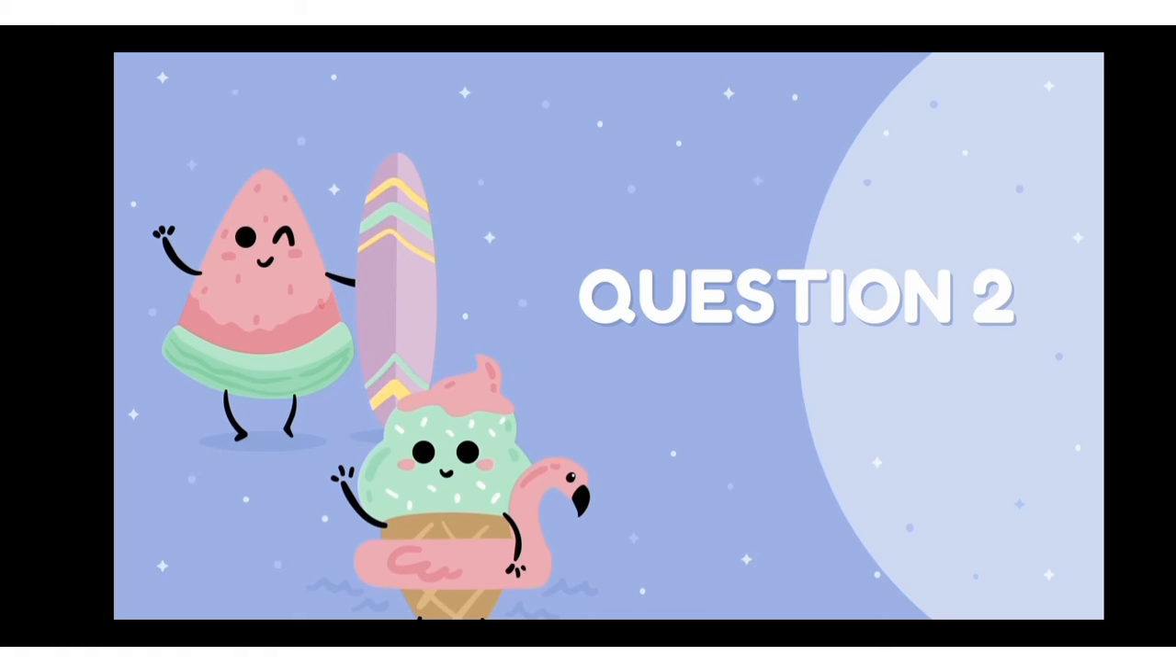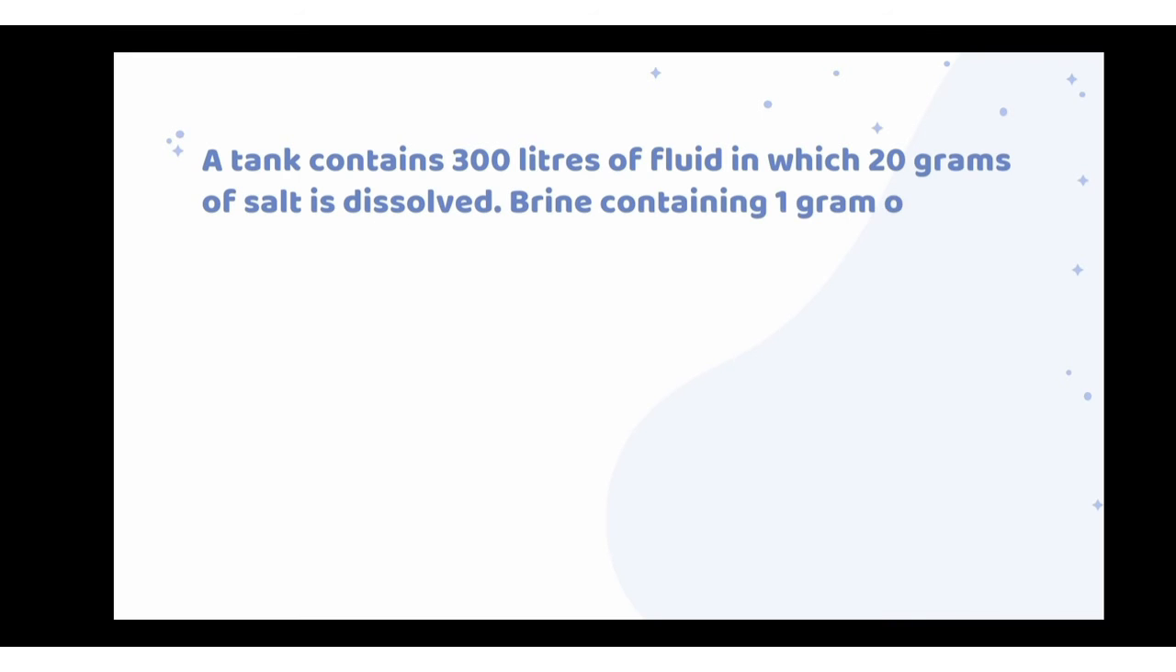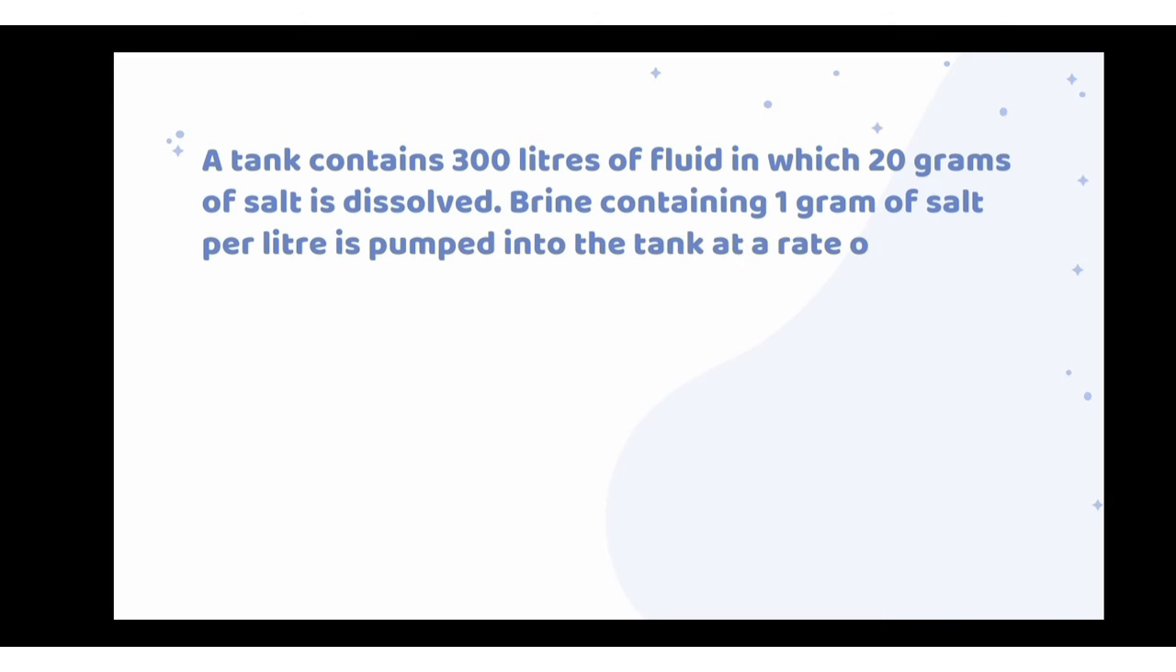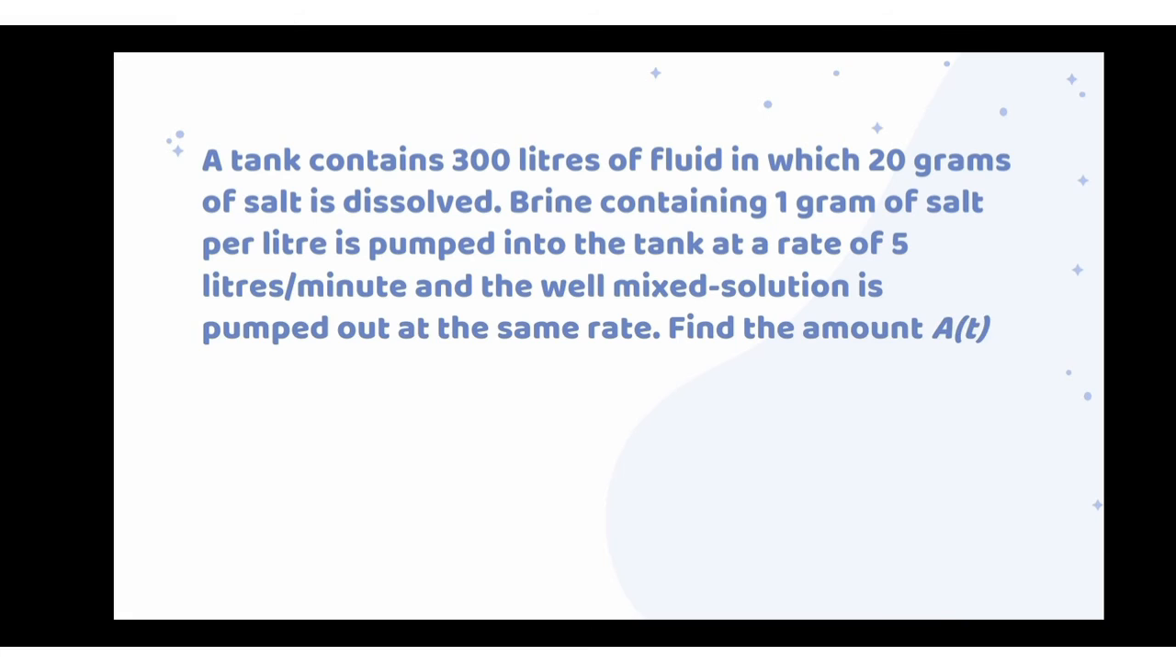Question number 2. A tank contains 300 liters of fluid in which 20 grams of salt is dissolved. Brine containing 1 gram of salt per liter is pumped into the tank at a rate of 5 liters per minute, and the well-mixed solution is pumped out at the same rate. Find the amount A(t) of grams of salt in the tank at time t.